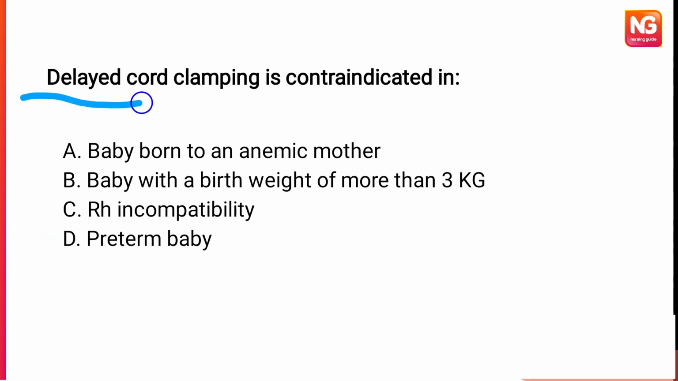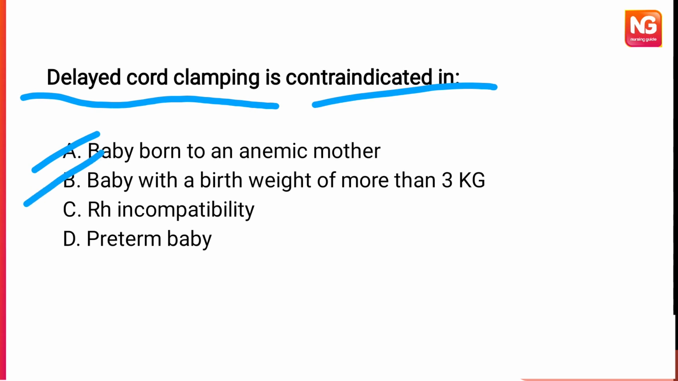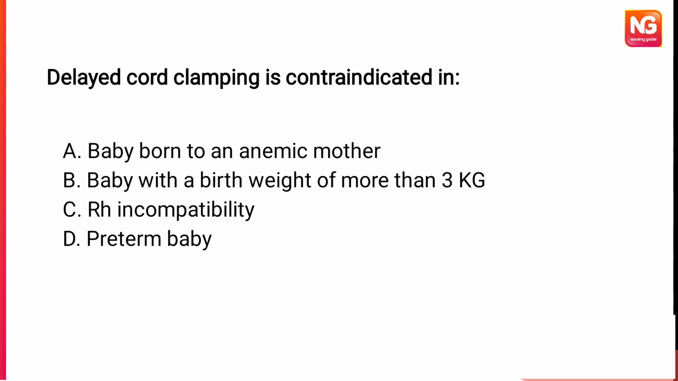Next, delayed cord clamping is contraindicated in option A, baby born to an anemic mother, option B, baby with a birth weight of more than 3 kg, option C, RH incompatibility, option D, preterm baby. And the correct answer is option C, RH incompatibility. Delayed cord clamping is contraindicated in RH incompatibility.